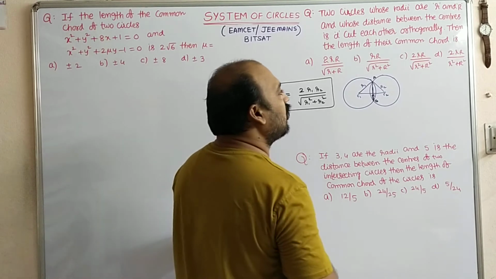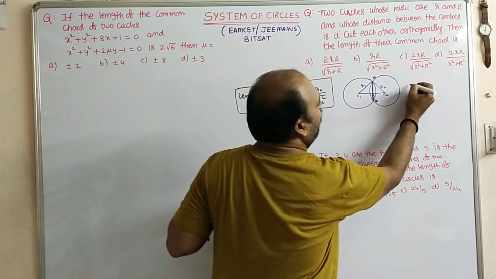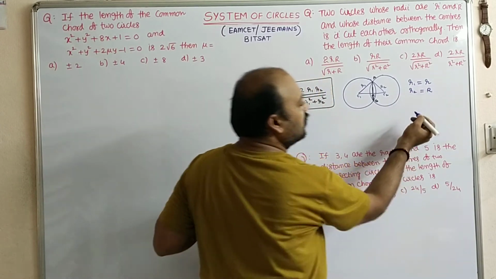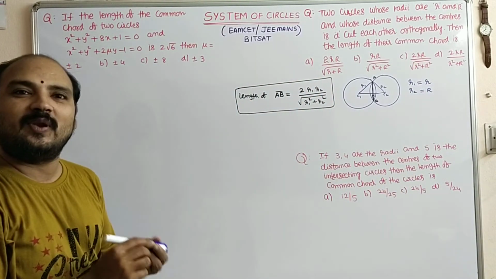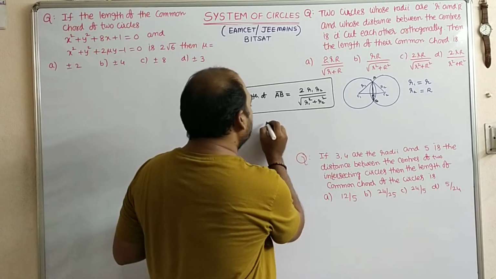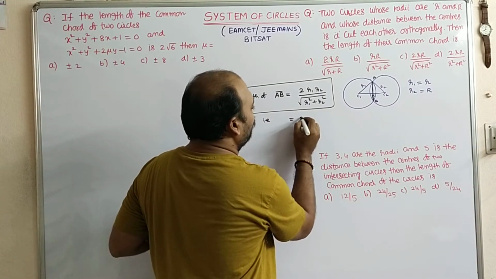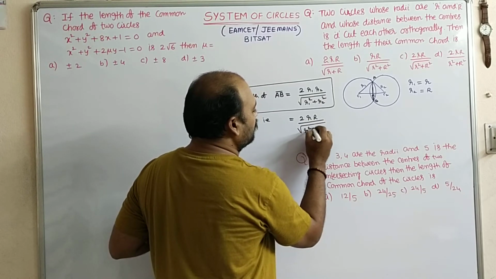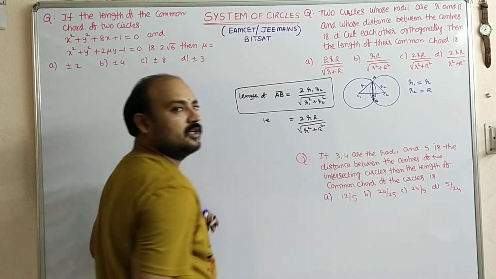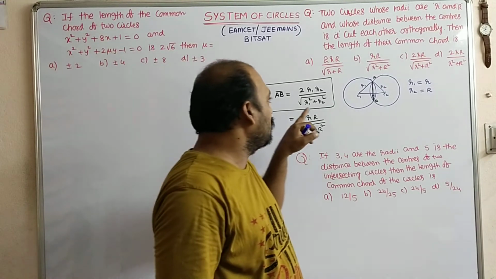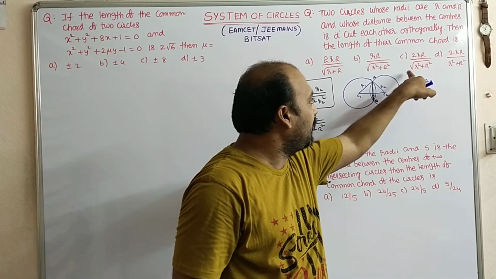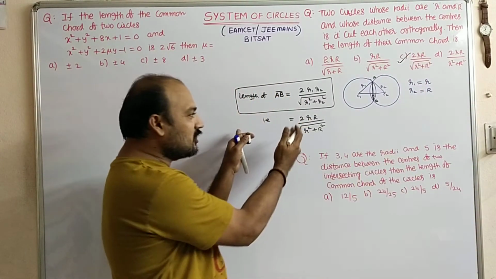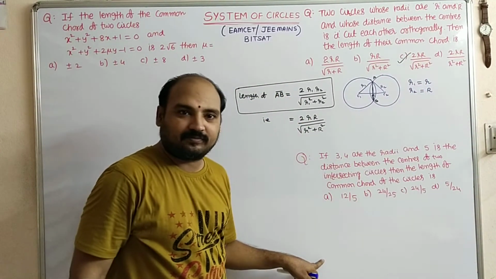Here, first radius r1 is equal to small r, r2 is equal to capital R. These values substitute in this, we will get the answer. So the length of chord is 2 into small r into capital R divided by root over r square plus capital R square. So based on this concept, we have the question here.